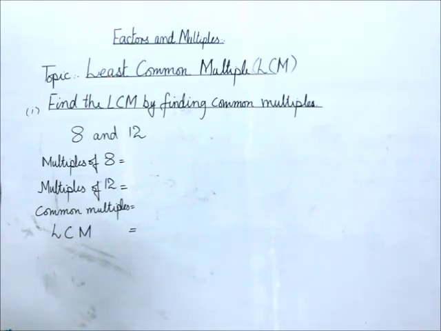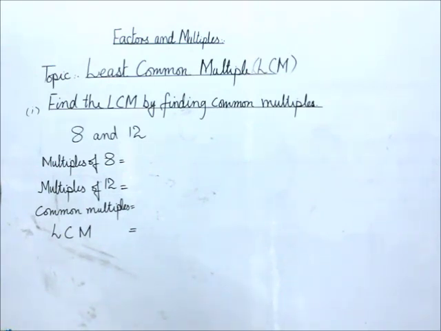LCM stands for least or lowest common multiple. We can find out the LCM of two or more numbers by the following three methods. Number one is LCM by finding common multiples, number two is the prime factorization method, and number three is the division method. I'll explain all these three methods one by one.